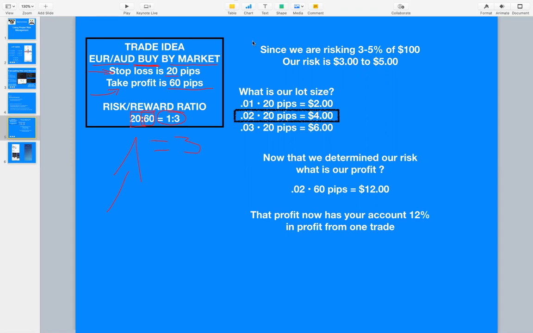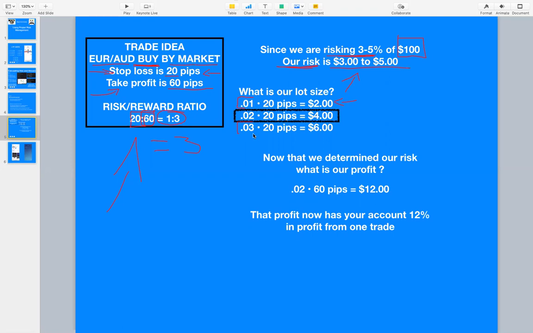Now, remove this. Cool. Now, since our risk is 3 to 5% and our account balance is $100, meaning our risk at one time is anywhere between $3 to $5. So if we figure out our lot sizes, what lot size are we going to use to minimize our risk anywhere between $3 to $5? If we use a 0.01 and we multiply this by our stop loss, which is 20 pips, that means our risk is $2.